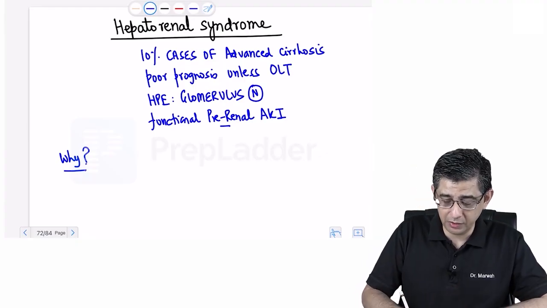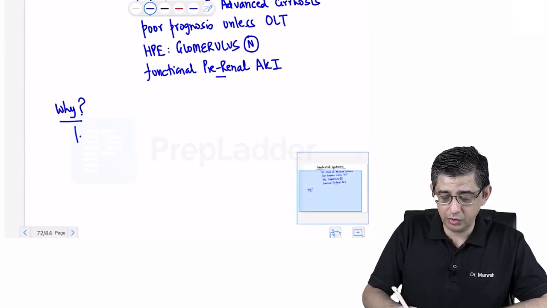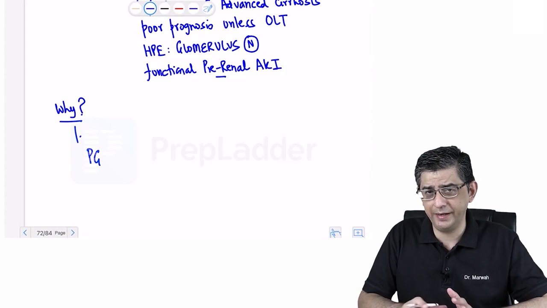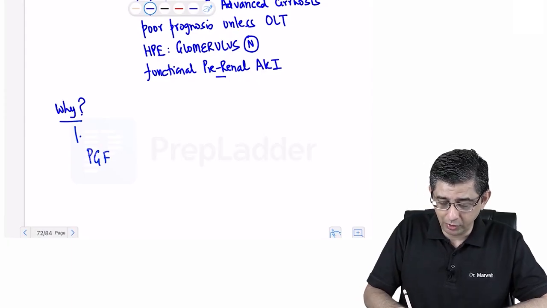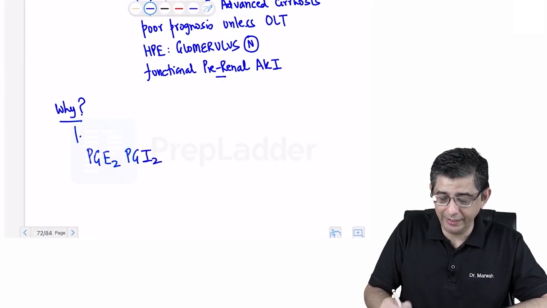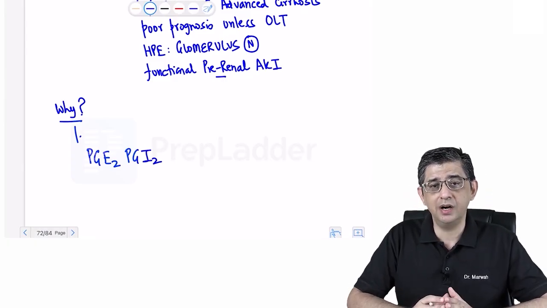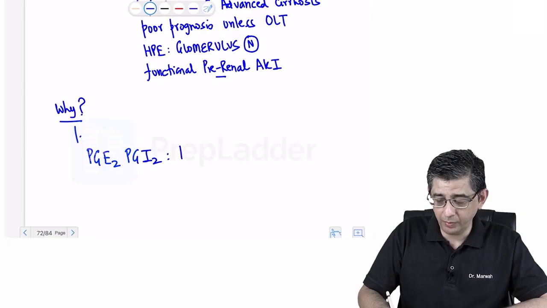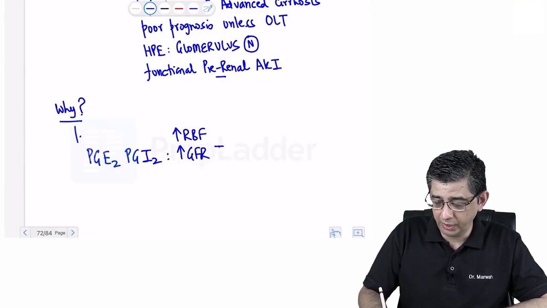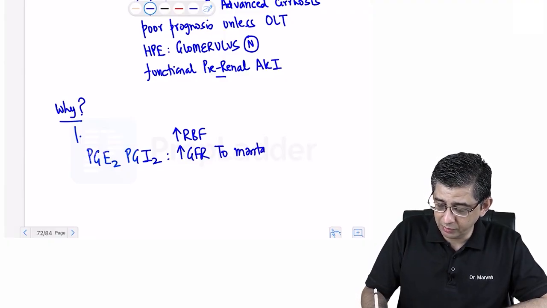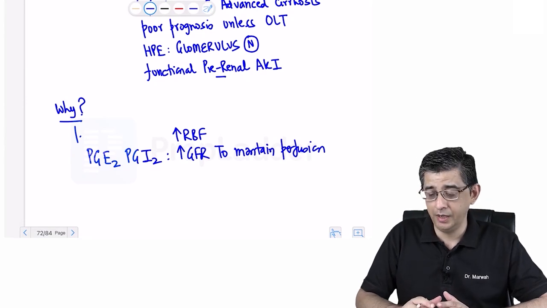In fact, one of the important reasons for renal vasoconstriction can be understood from the baseline data you very well know. Prostaglandins are important for maintenance of glomerular filtration rate. Two prostaglandins that I'm writing before you, prostaglandin E2 and prostaglandin I2, are vasodilatory prostaglandins. The main function of these is that they help in increasing the renal blood flow. And if you increase the renal blood flow, you will be able to increase the glomerular filtration rate to maintain the perfusion.